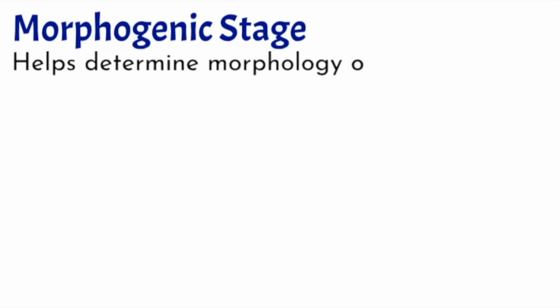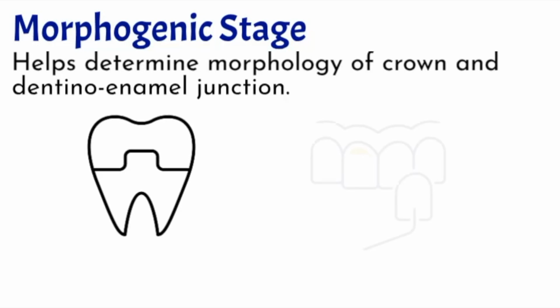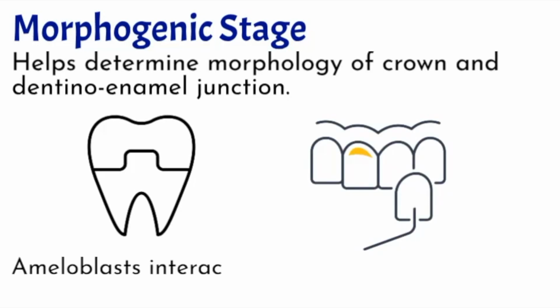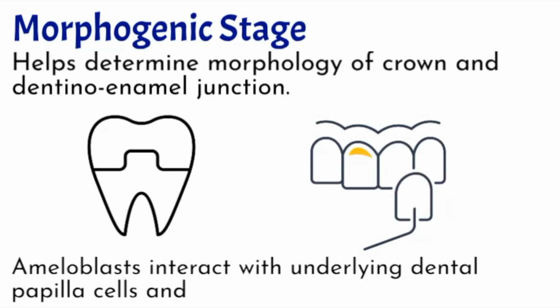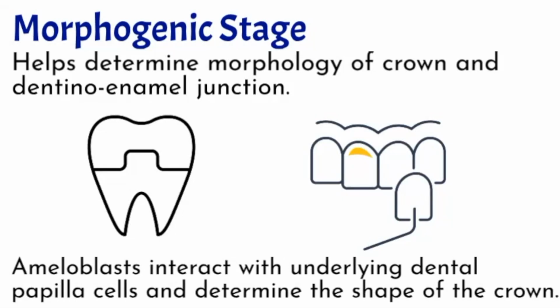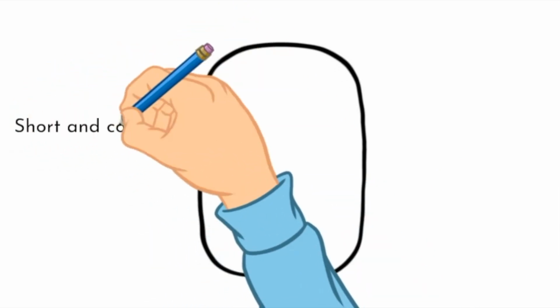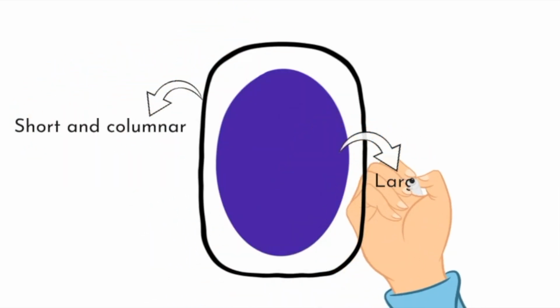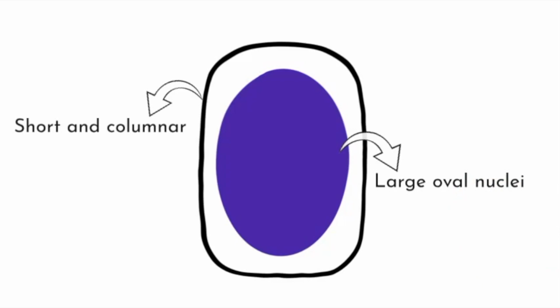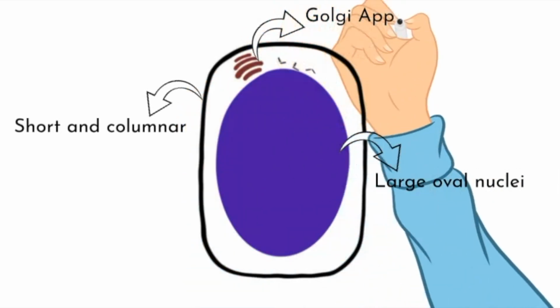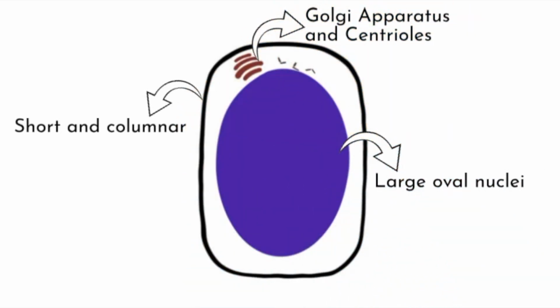The morphogenic stage. This stage is so called because it helps determine the morphology of the crown and dentino-enamel junction. The ameloblasts interact with the underlying dental papilla cells and determine the shape of the crown. In this stage, ameloblast cells appear short and columnar. They show large oval nuclei that almost fill the entire cell body. The Golgi apparatus and centrioles are located in the proximal end of the cell.